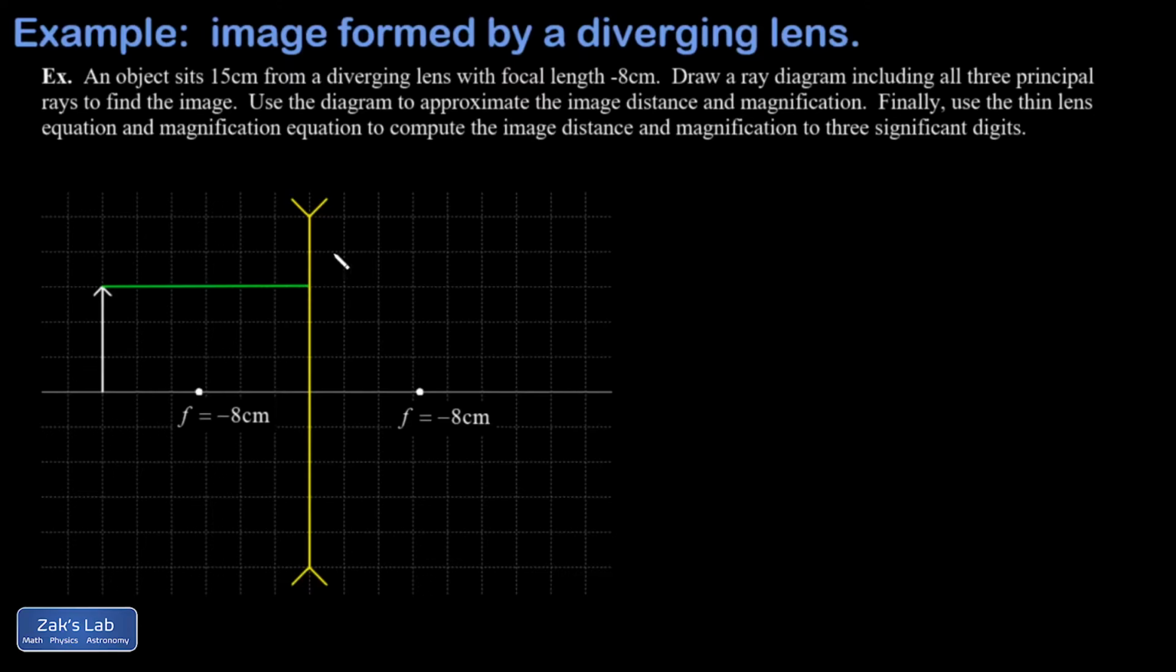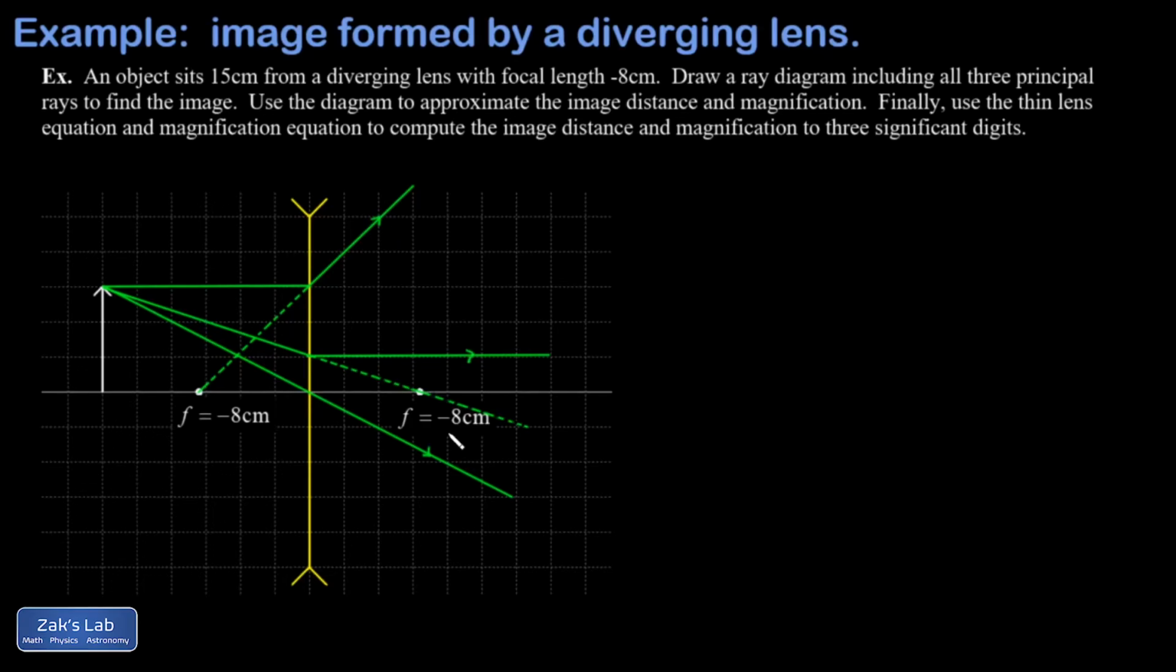First, a ray coming in parallel to the principal axis will be refracted away from the near side focus. Second, a ray through the center of the diverging lens will be unrefracted. And third, a ray that comes into the lens aiming at the far side focus will be refracted parallel to the principal axis. Now on the right hand side of this lens, we see 3 rays that are diverging.